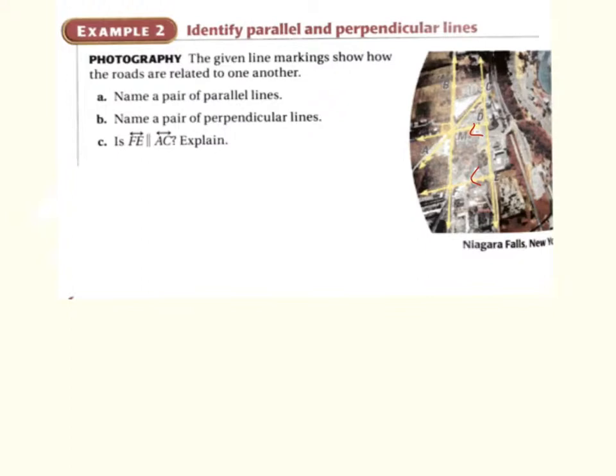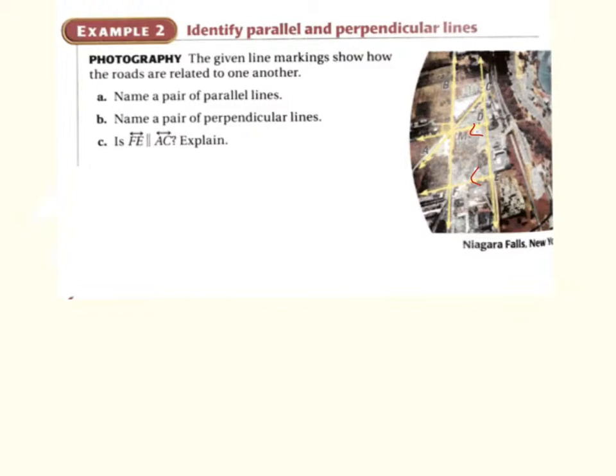Then the next question is name a pair of perpendicular lines. Again, for perpendicular, you're looking for that little right angle symbol there. So we have the line MD again. We also have this line BF. Those two lines are running perpendicular. Again, all you're looking for is that right angle symbol. Don't fall for any of the traps, which are all over this picture. And then question C, is line FE parallel to line AC?